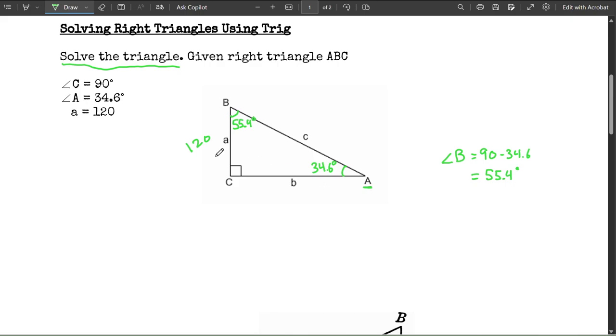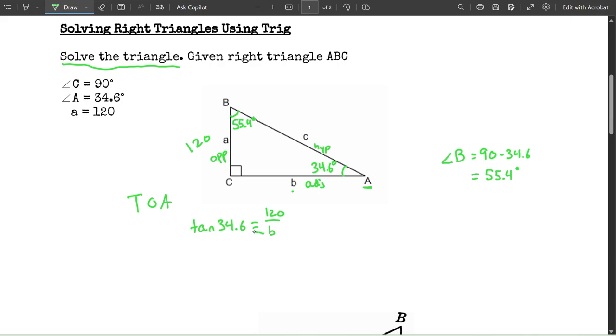So in reference to angle A, this side is the opposite, side B is the adjacent, and then C we know is the hypotenuse. So let's start with the missing side here, B. We have the opposite and the adjacent side. So opposite and adjacent, that's going to be the tangent from TOA. So that tells us to do like we have done in the past, the tangent of our angle, 34.6, is equal to the opposite, 120, divided by the adjacent, which is side B, which we don't know.